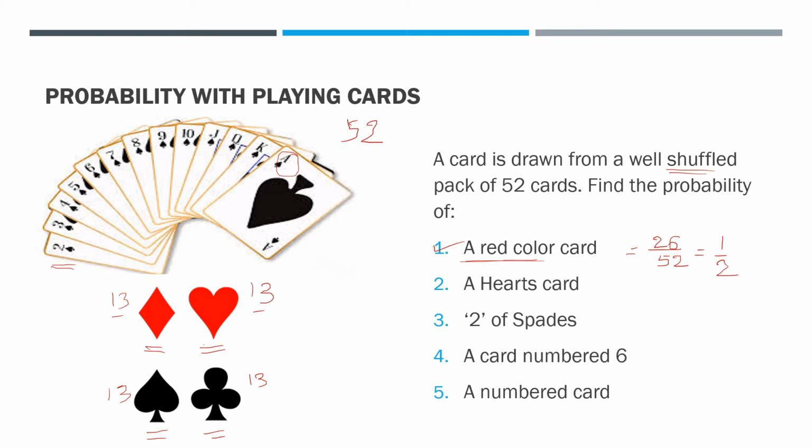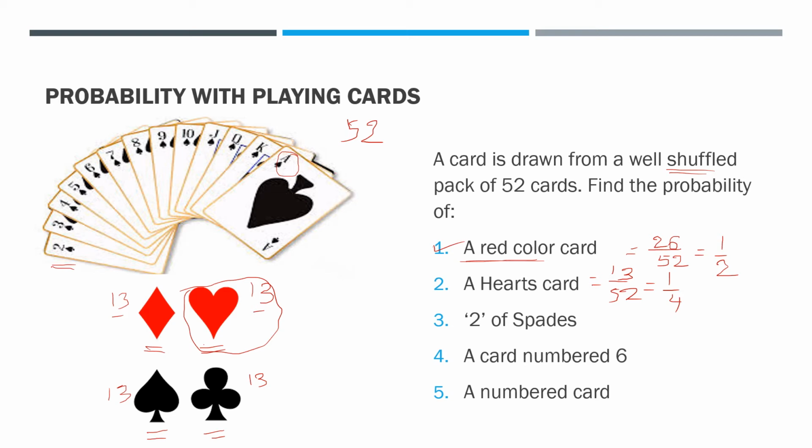A hearts card. What did we say? This is hearts. There are how many hearts cards in this entire deck? 13. So the probability of hearts card is 13 by 52, which is 1 over 4.